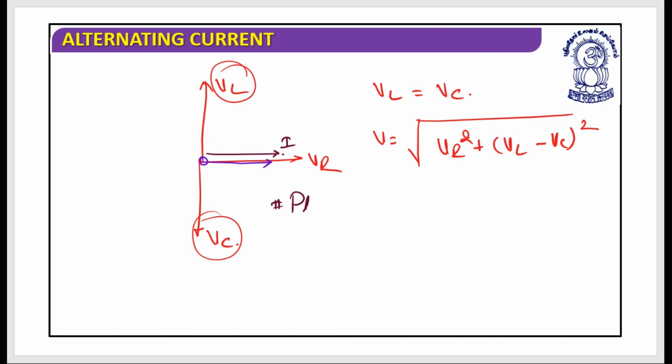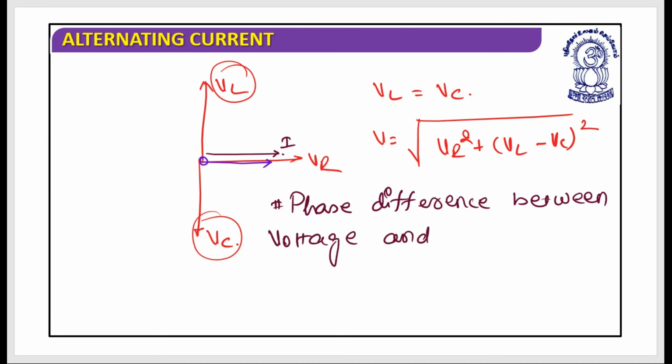It means the phase difference between voltage and current is 0 degree. So the phase difference between voltage and current in this situation is 0 degree. I hope this is clear. Is it clear? Are you sure? Great. So now ready for the next question?